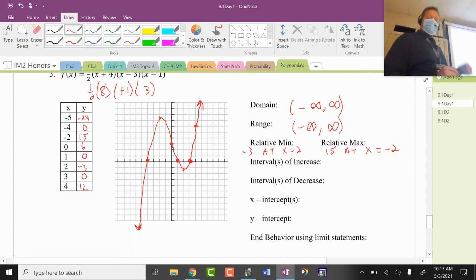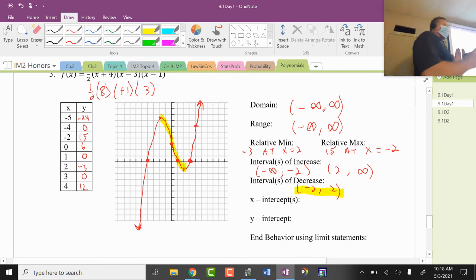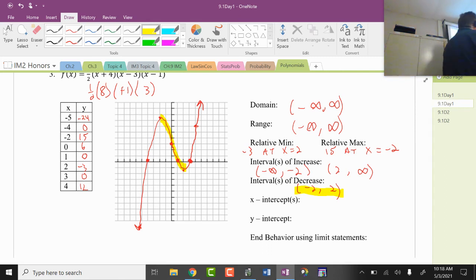And then I do have a bunch of increasing and decreasing based off of those x values. So from negative infinity to -2 when we get up to that 15, and then from 2 to infinity. And then the decrease is between those two values. So from -2 to 2, those x values create that decreasing y behavior. Just kind of wanted to mark that last one there so you understand that.